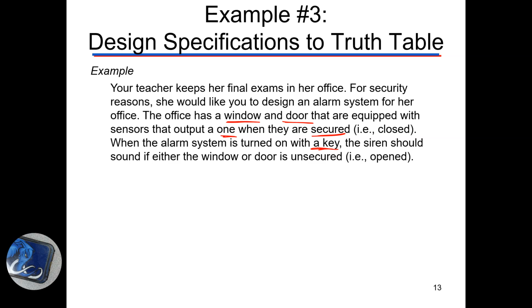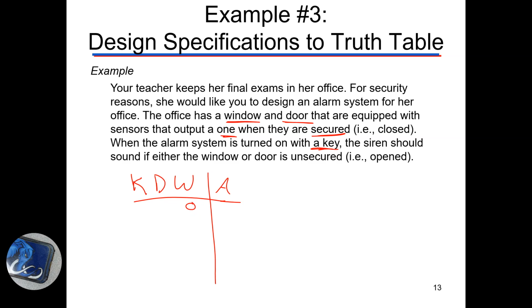First thing you do is set up your truth table, where we have a window, a door, and a key. In this case, it might actually be easier, since it doesn't work unless the key's on, to make the key first over here, and then you can have your door and your window, and then this is your alarm going off. Because if the key's not present, nothing works anyway, right? So having that as the first input makes your life a little bit easier. It'll all work the same, it just makes it easier if you do it this way.